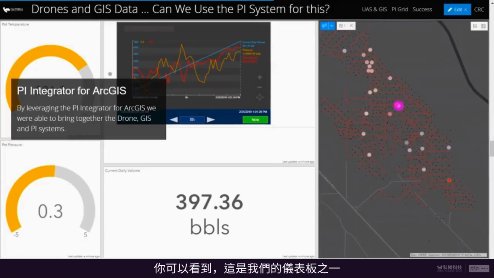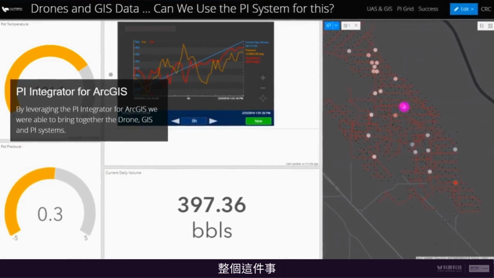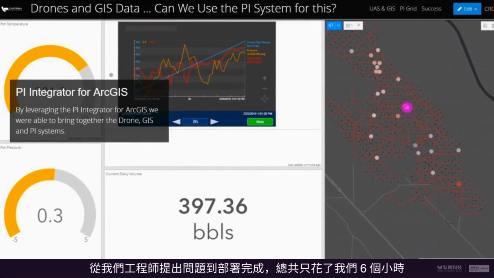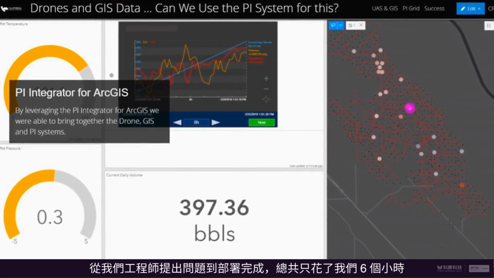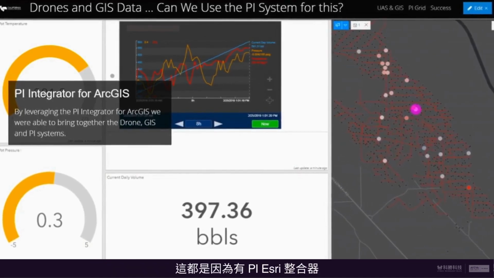You can see here's one of our dashboards. This looks like pressure and temperatures from a pot. This whole thing took us 6 total hours from a question from our engineer to deployed because of the PI Esri integrator.